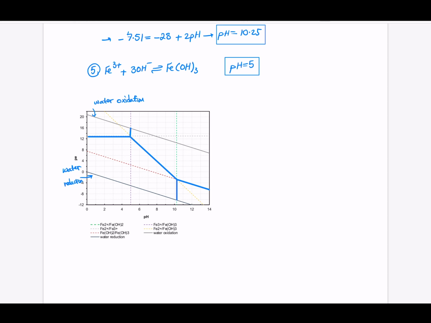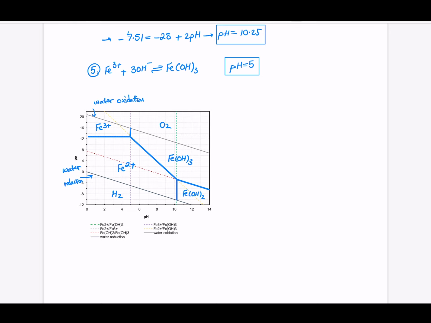So now we trim the line, and what we get is the region for O2 H2 limited by water. So this is the region for FeOH3, FeOH2, Fe2 plus, and this is Fe3 plus.